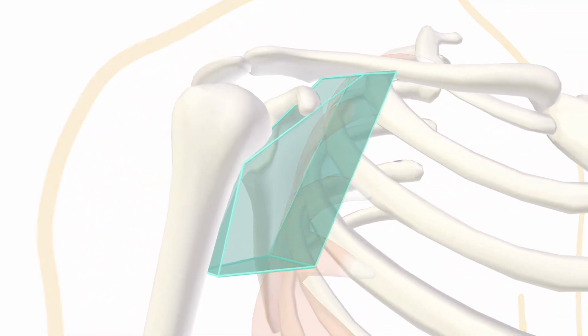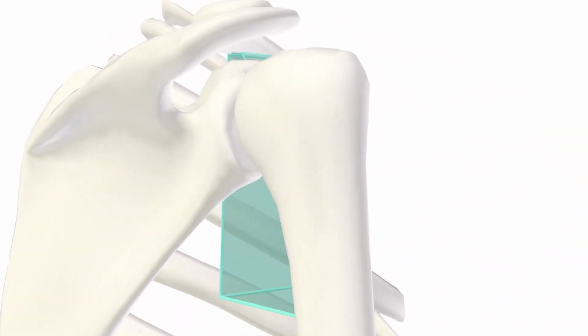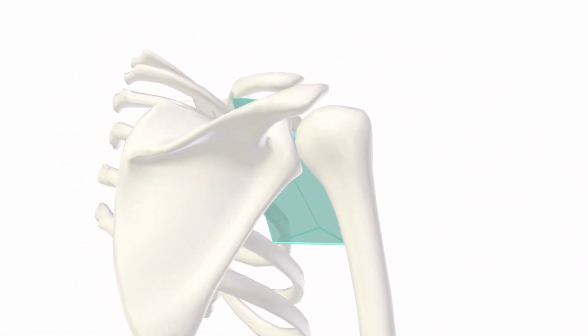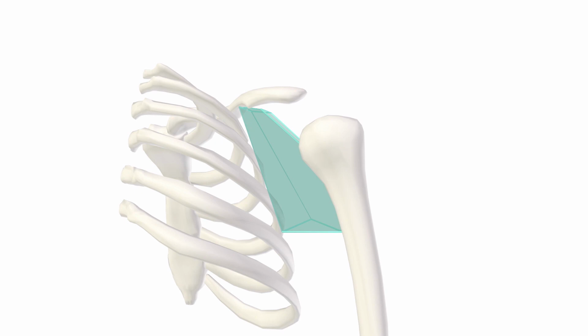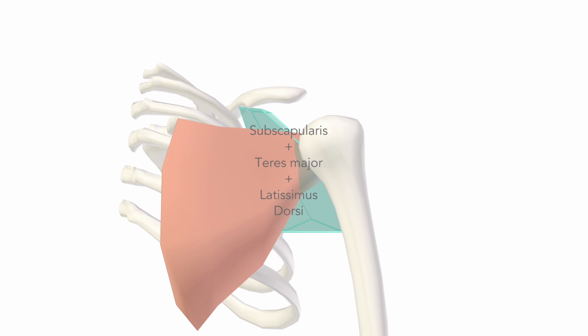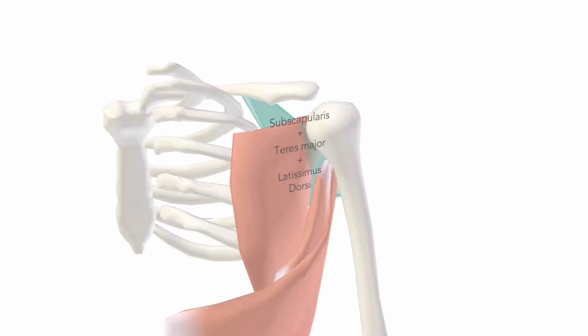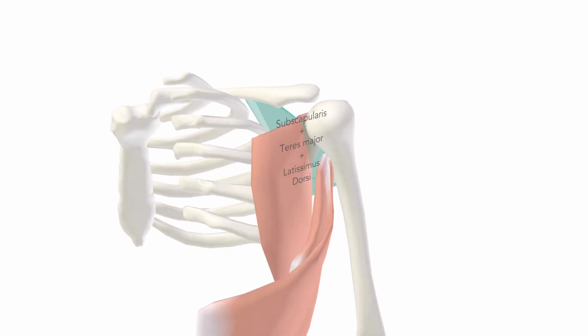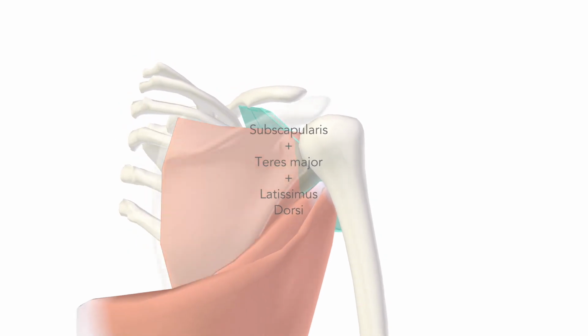And moving to the posterior aspect now. We'll remove the scapula to better display three muscles forming the posterior surface of the axilla. These are subscapularis, teres major, and latissimus dorsi. Moving back now, that is subscap, teres major, and lat dorsi. The scapula then completes the picture.